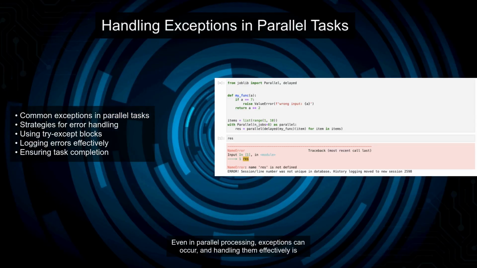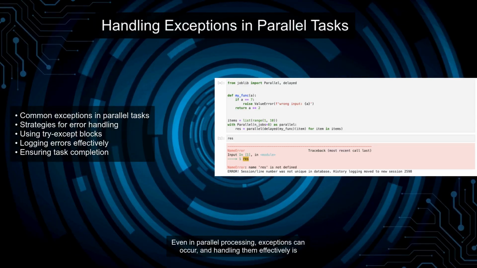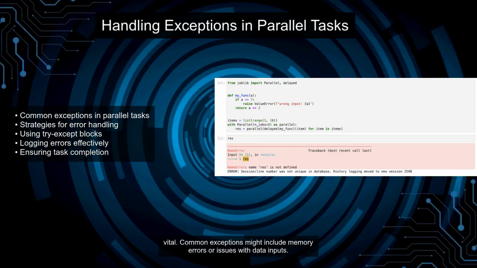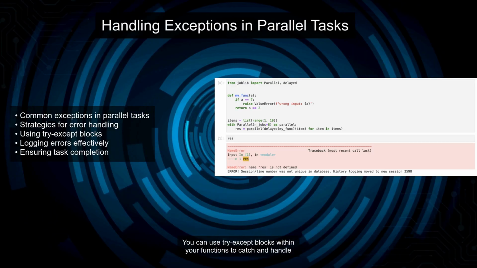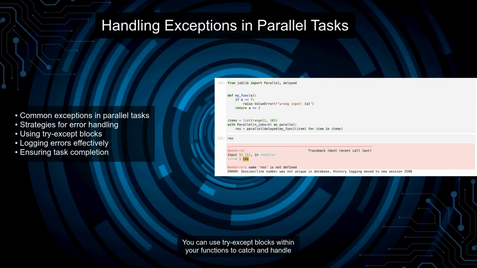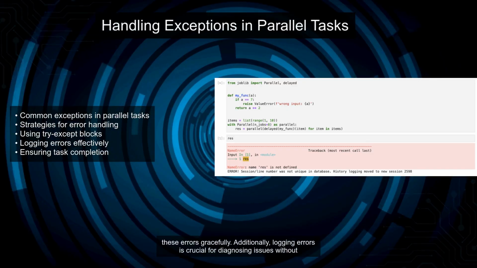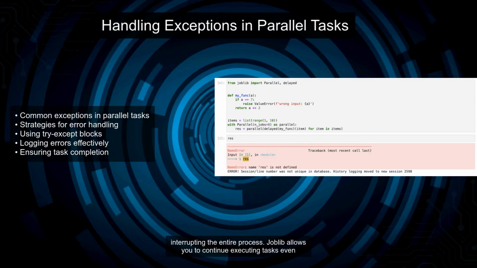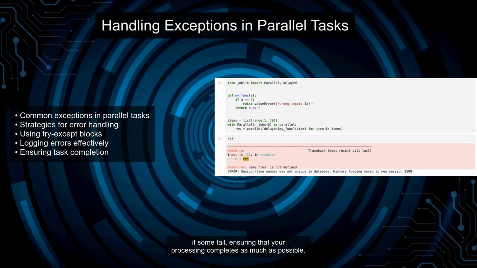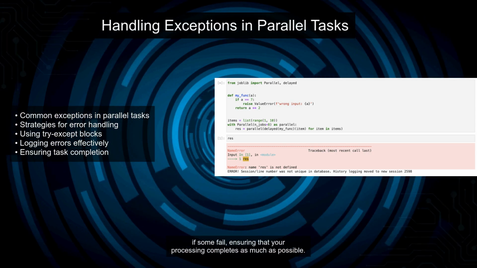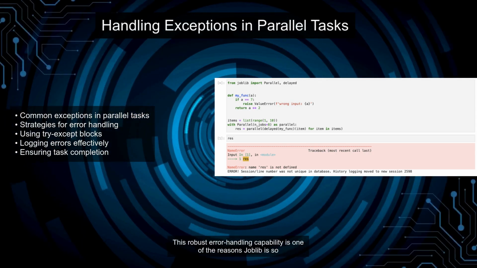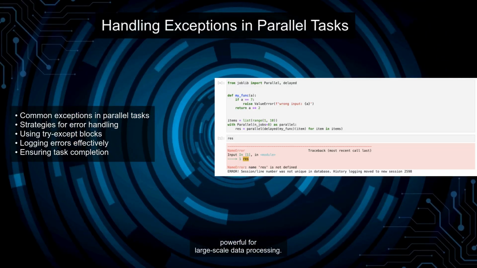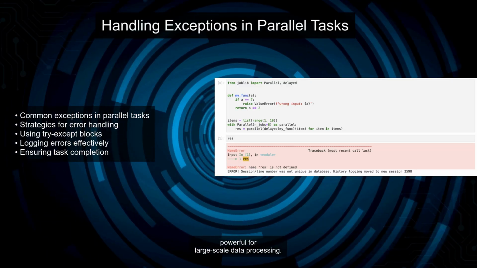Even in parallel processing, exceptions can occur, and handling them effectively is vital. Common exceptions might include memory errors or issues with data inputs. You can use try-except blocks within your functions to catch and handle these errors gracefully. Additionally, logging errors is crucial for diagnosing issues without interrupting the entire process. Joblib allows you to continue executing tasks even if some fail, ensuring that your processing completes as much as possible. This robust error handling capability is one of the reasons Joblib is so powerful for large-scale data processing.